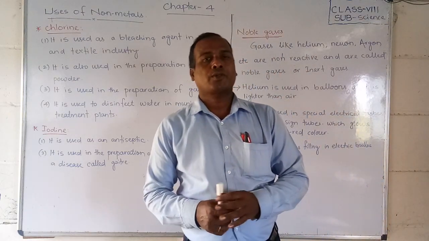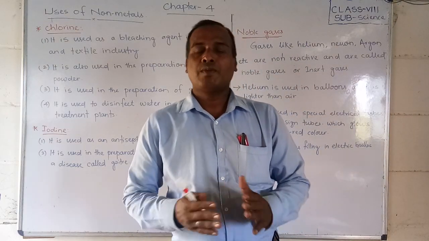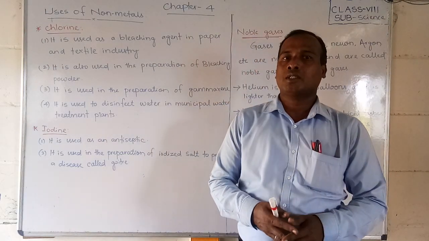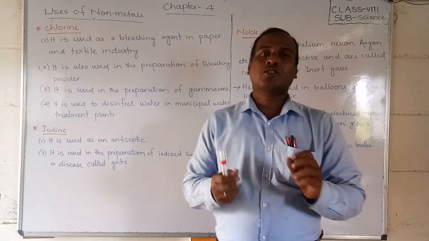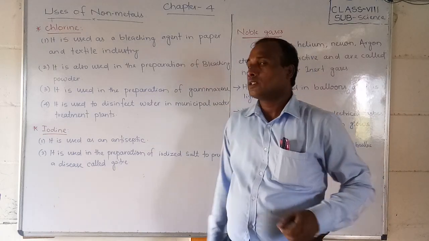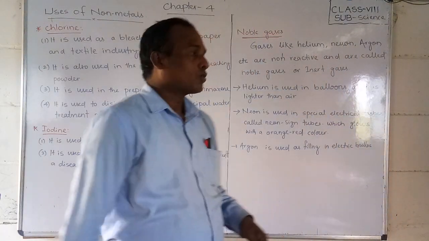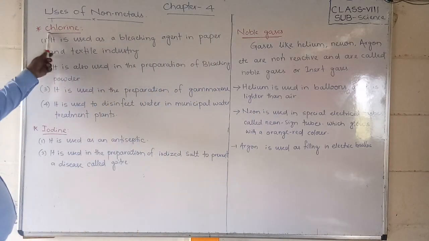Students, today we are going to continue our 4th chapter, metals and non-metals. In the previous video you already learned the uses of metals and some of the uses of non-metals. But today we are going to discuss the remaining non-metals. What are the uses? Okay, let us start. What are the uses of chlorine first?